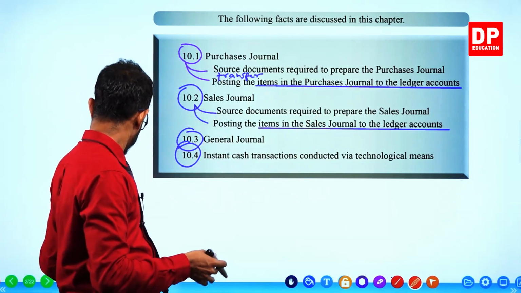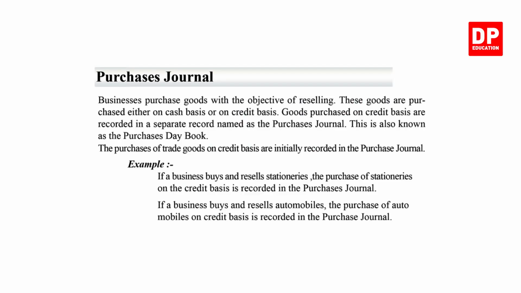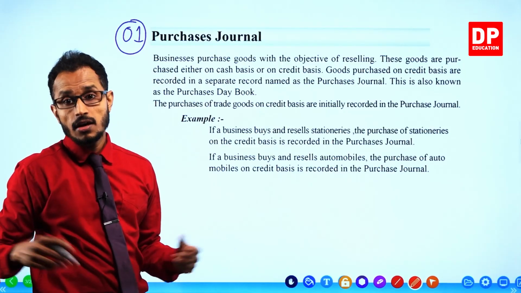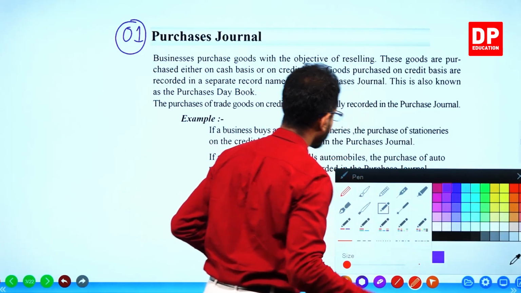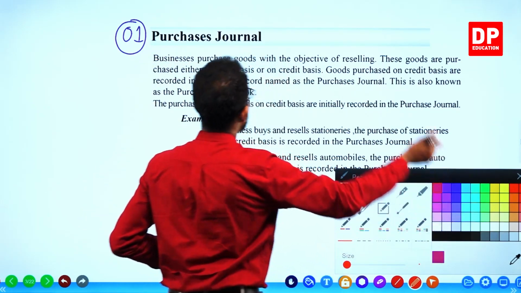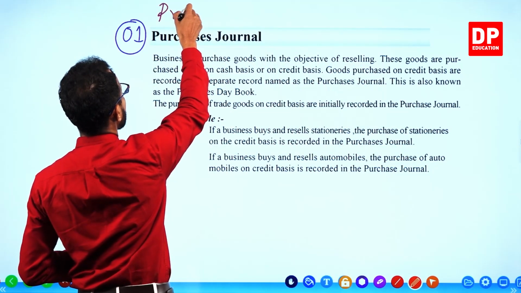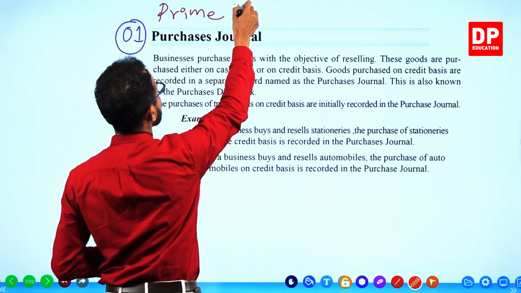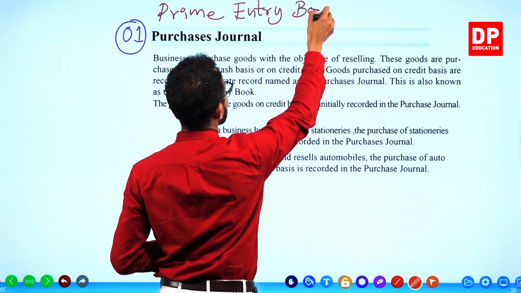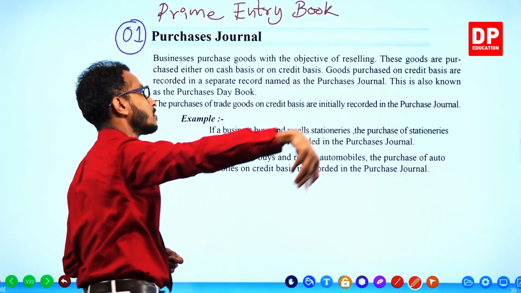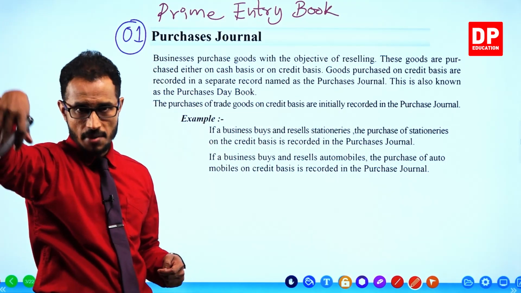Let's go ahead with the lesson. First of all, we have the Purchases Journal, children. This is the first prime book that we are going to study under this lesson. It's a prime entry book. No question about that.